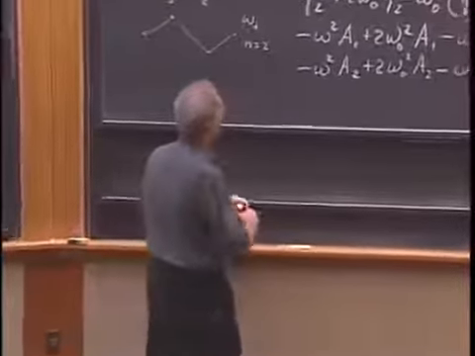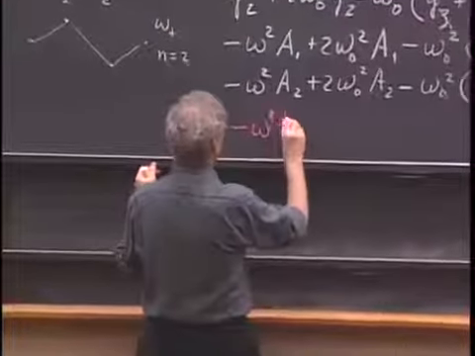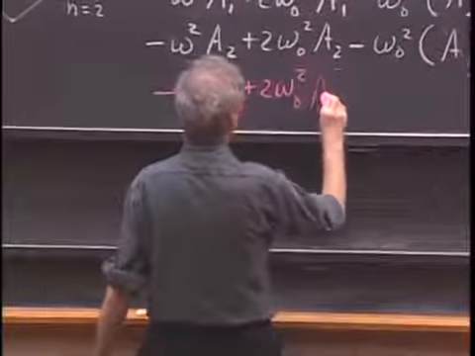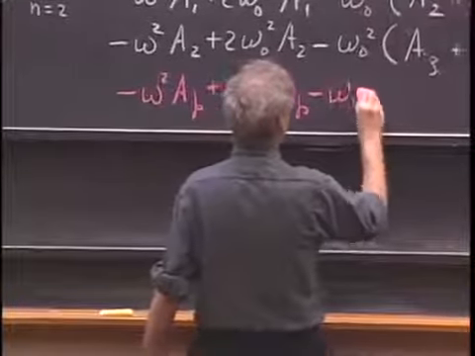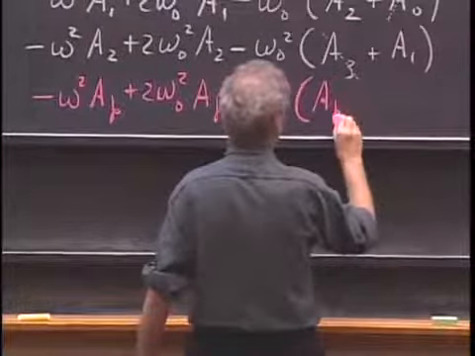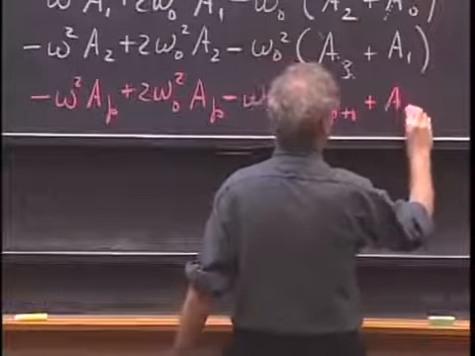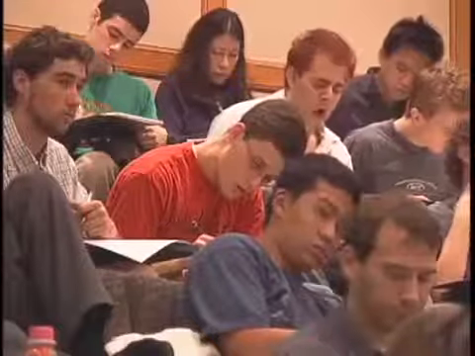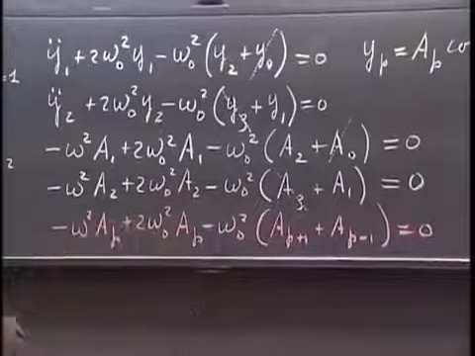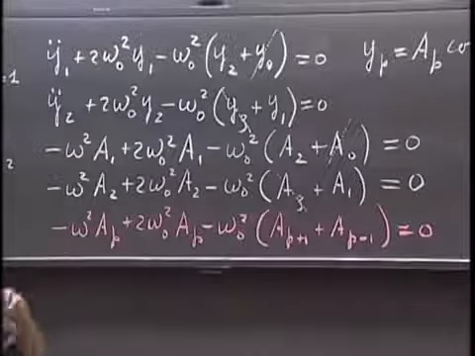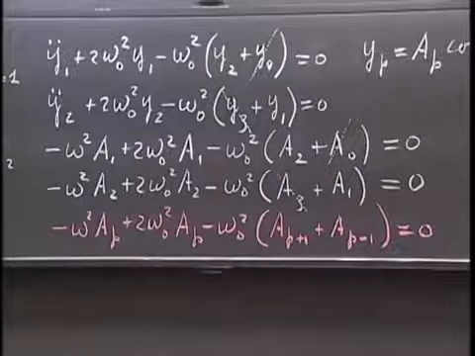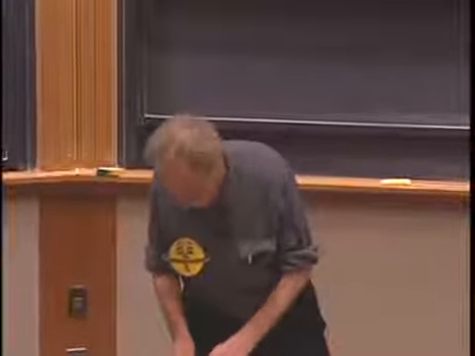Maybe I should do that in color. Minus omega squared ap plus 2 omega 0 squared ap minus omega 0 squared times a p plus 1 plus a p minus 1. And that equals 0. Also this equals 0, and also this equals 0. And so now you see the differential equation for particle number p. And so you can go on now to particle capital N, and now you have to solve N differential equations. That's a zoo. That's a terrible thing.